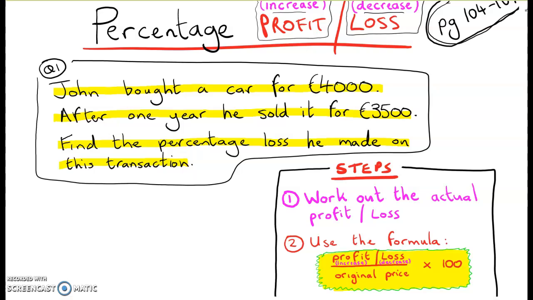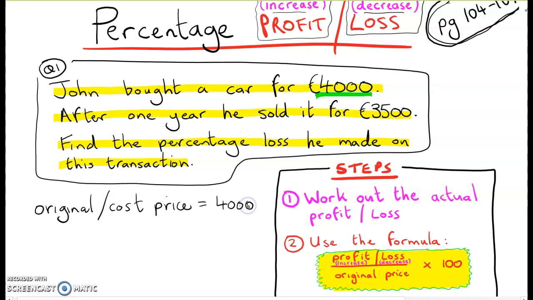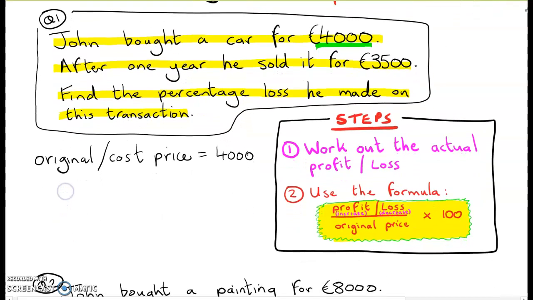So he bought the car for €4,000. That's what you would consider to be the original, or you could call it the cost price. That's how much the car cost him. Now, he sold it for $3,500, so we call that the sale price. Did he make money on this? No, he lost money. How much money did he lose? Well, he lost 500. I can see that by looking at it.